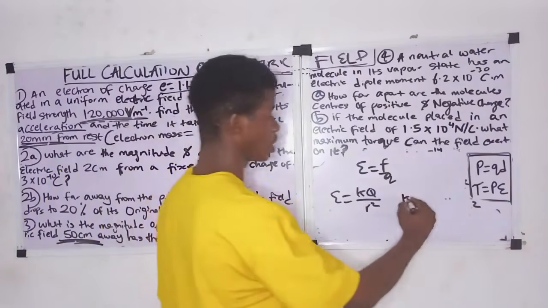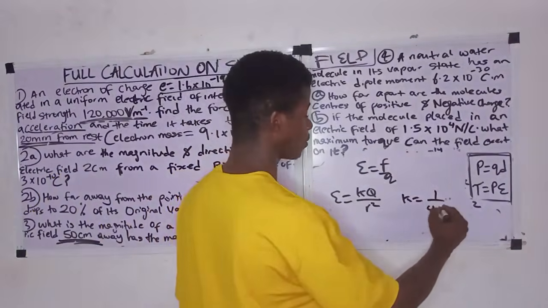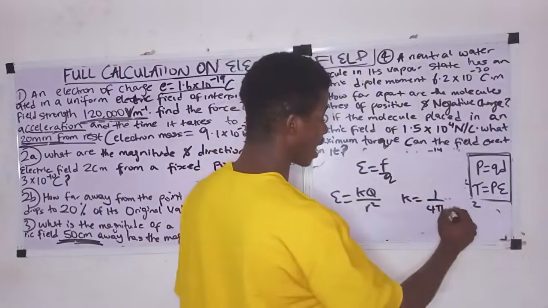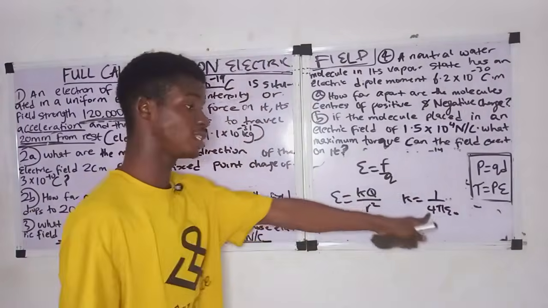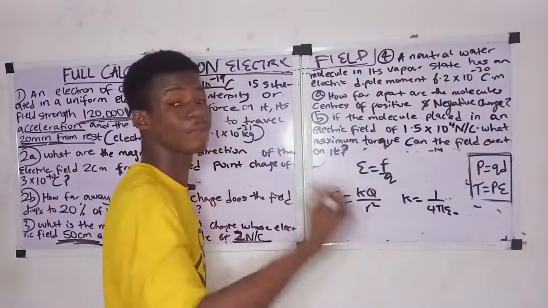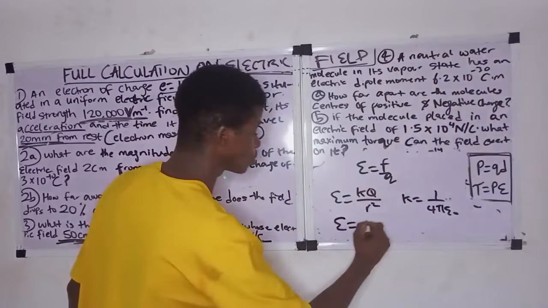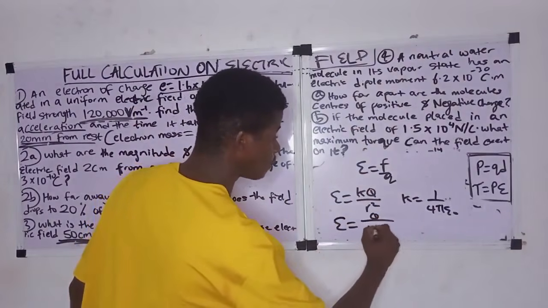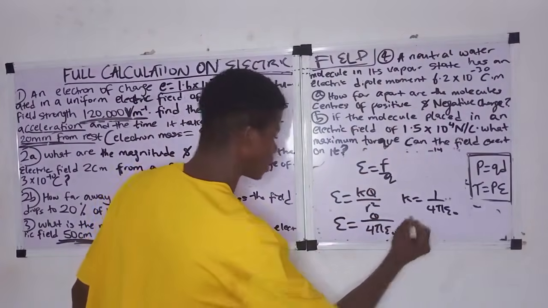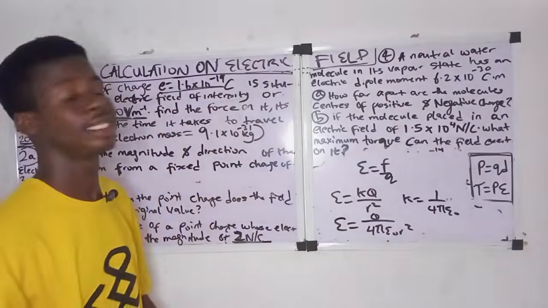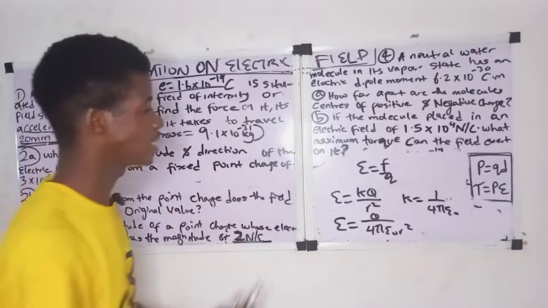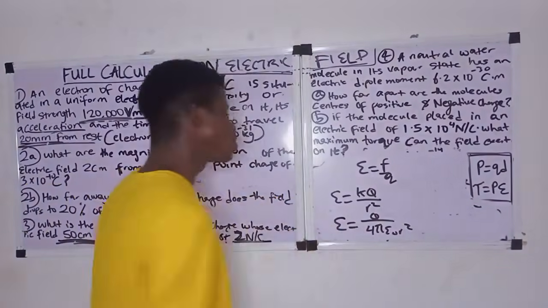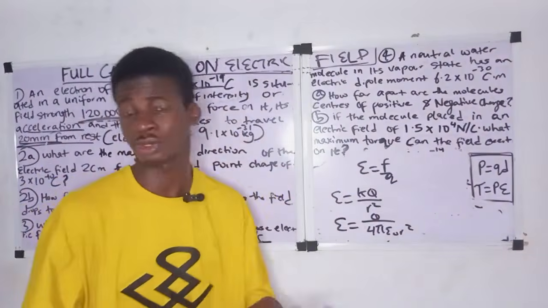Remember, K is the same as 1 over 4 pi E naught. So in the place of K, I can put this value here. We now have another formula, which is E is equal to charge over 4 pi E naught R squared. This is another formula for electric field intensity, so you can use any of these formulas depending on the type of question.